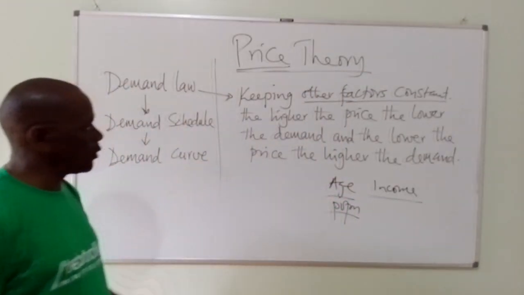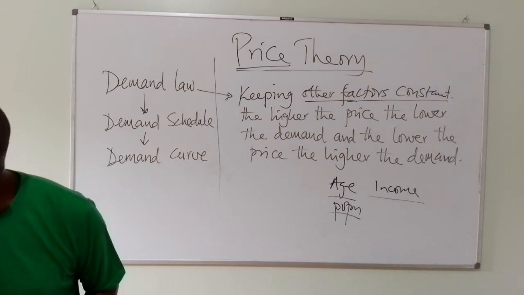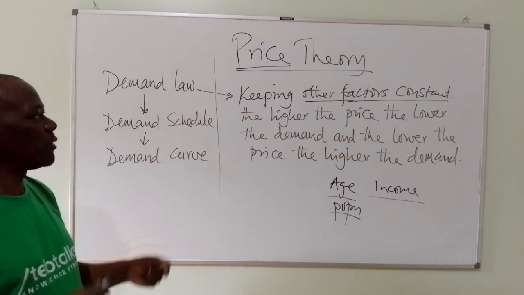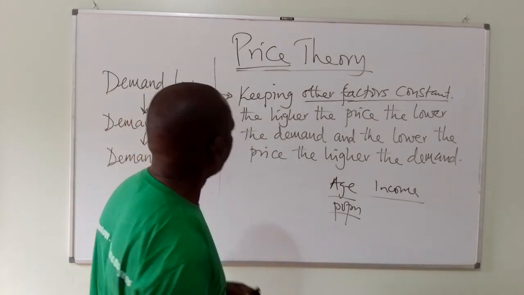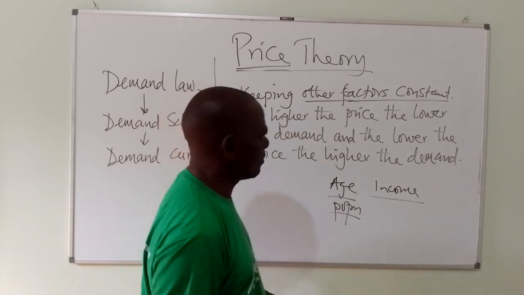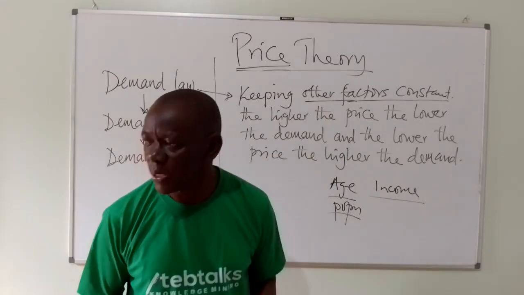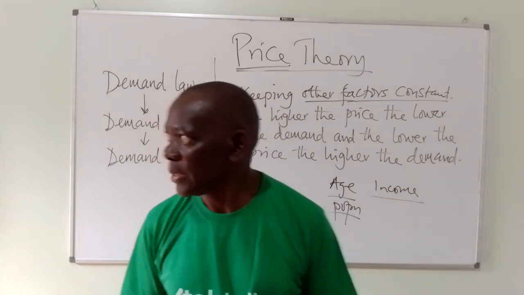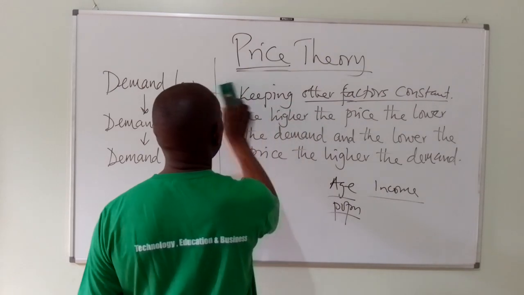And this demand law is going to be the basis of doing most of these things. So, keeping other factors constant, the higher the price, the lower the demand, and the lower the price, the higher the demand. That is what we call the demand law.